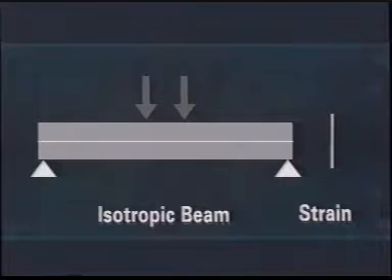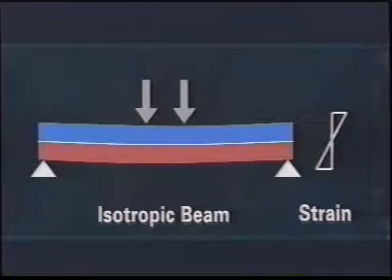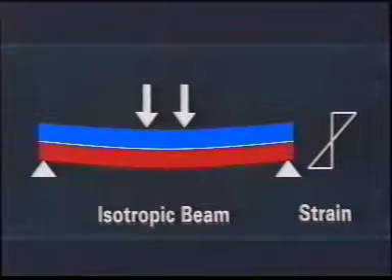For an isotropic beam, that's a beam composed of a single material, under a central load, the top half of the beam above the neutral axis is in compression, and the lower half in tension. Corresponding strain distributions can be seen here.